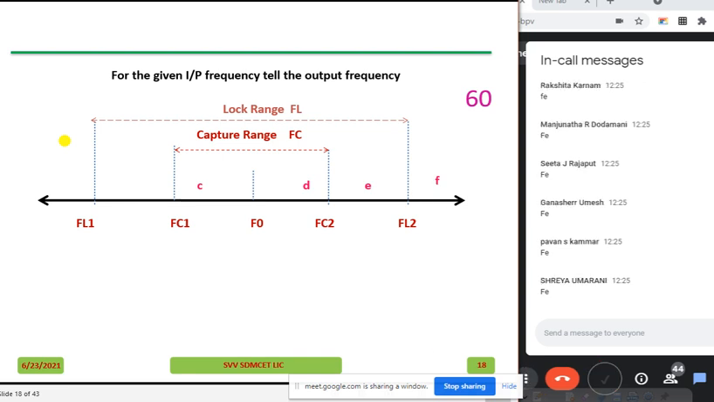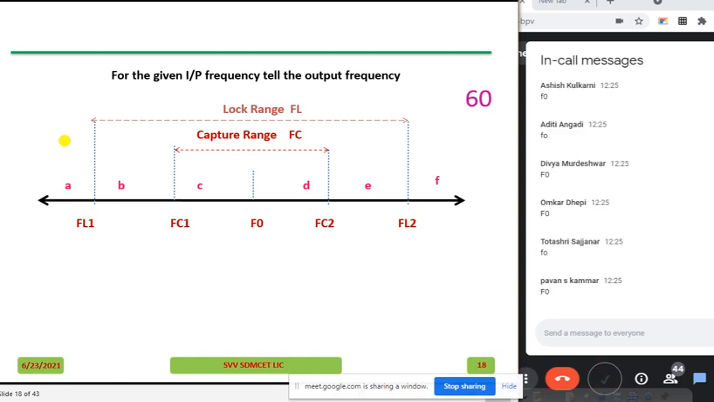Now if I make FF, it will not become FF, it will go back to what? F0. Very good, everybody is typing. Now suppose I switched off and switched on, and suddenly I have given FB. It will go to F0 only, because it is not in between FC1 and FC2.